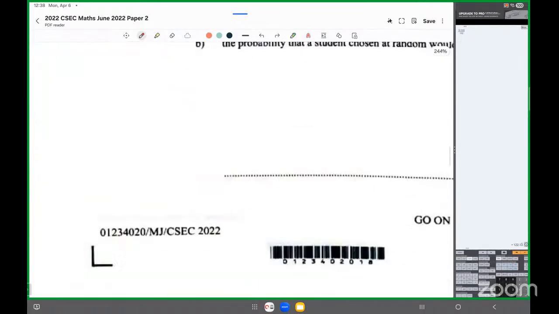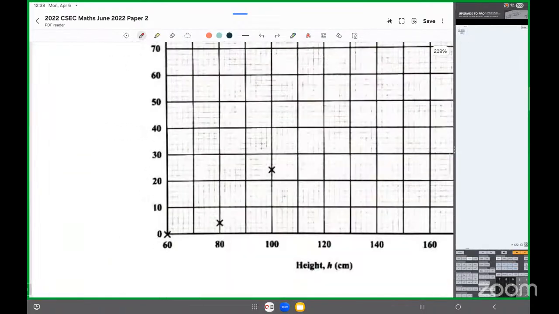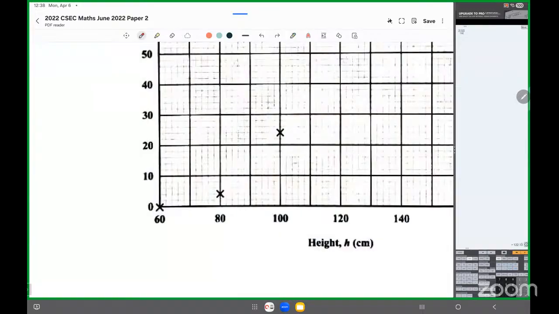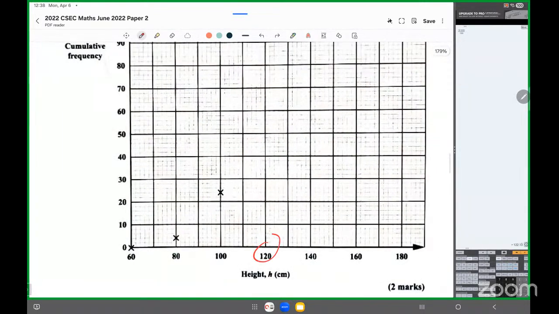That's why we have this point down here on the x-axis, 60, 0, right there. If there's not a point on the table, you have to add it. All right, so putting in now the point for 120.